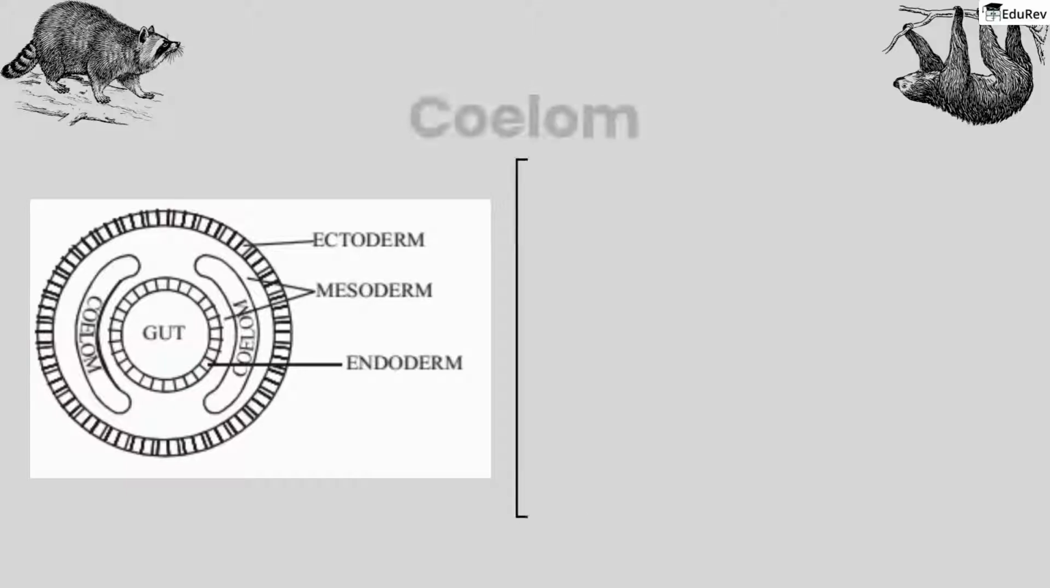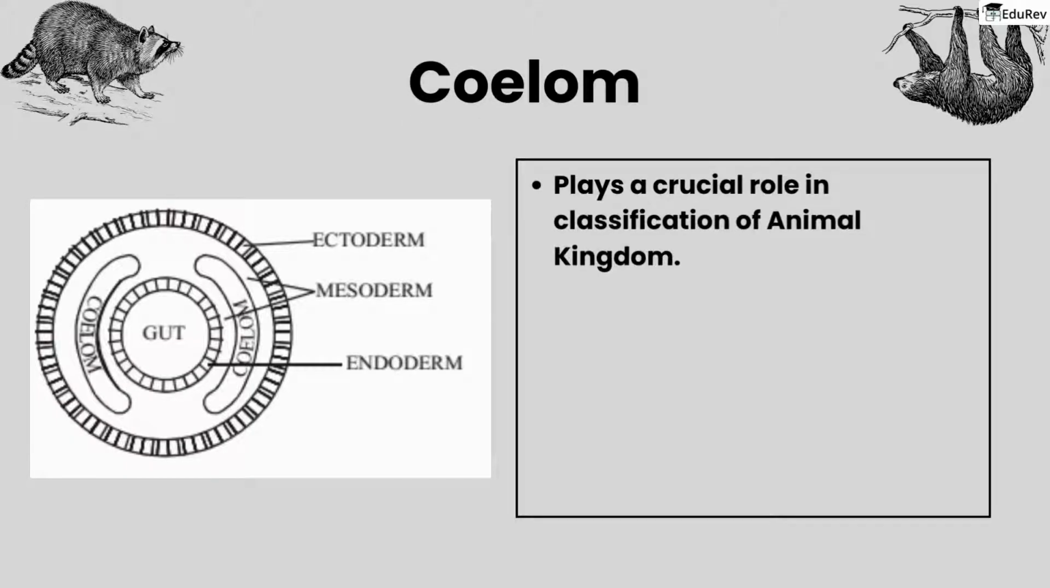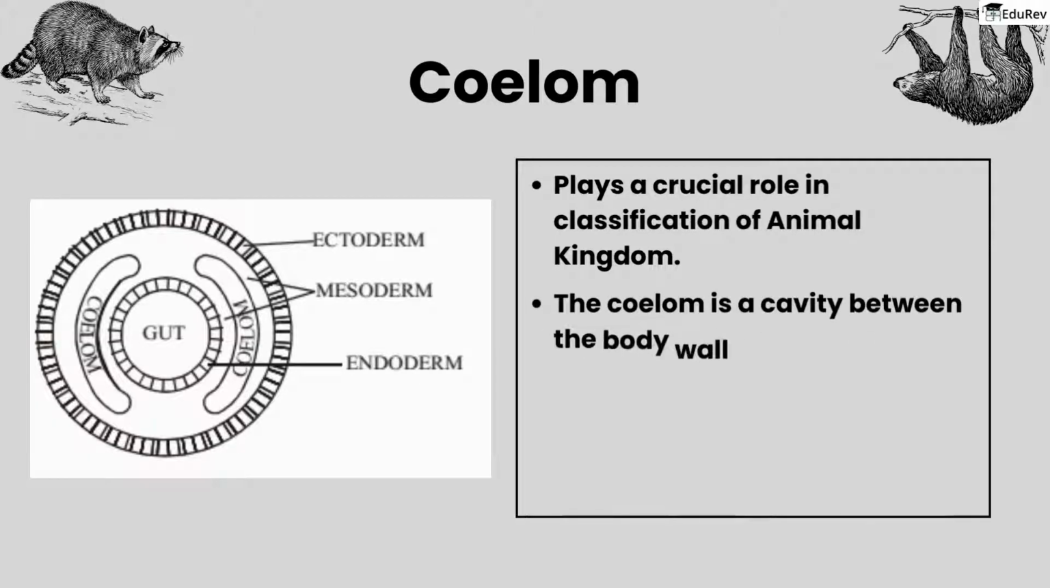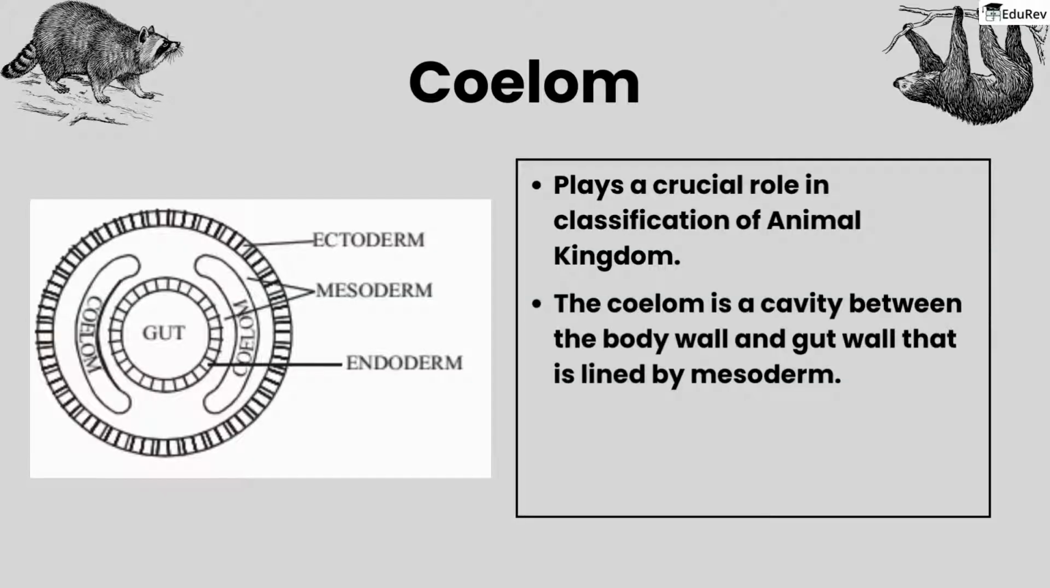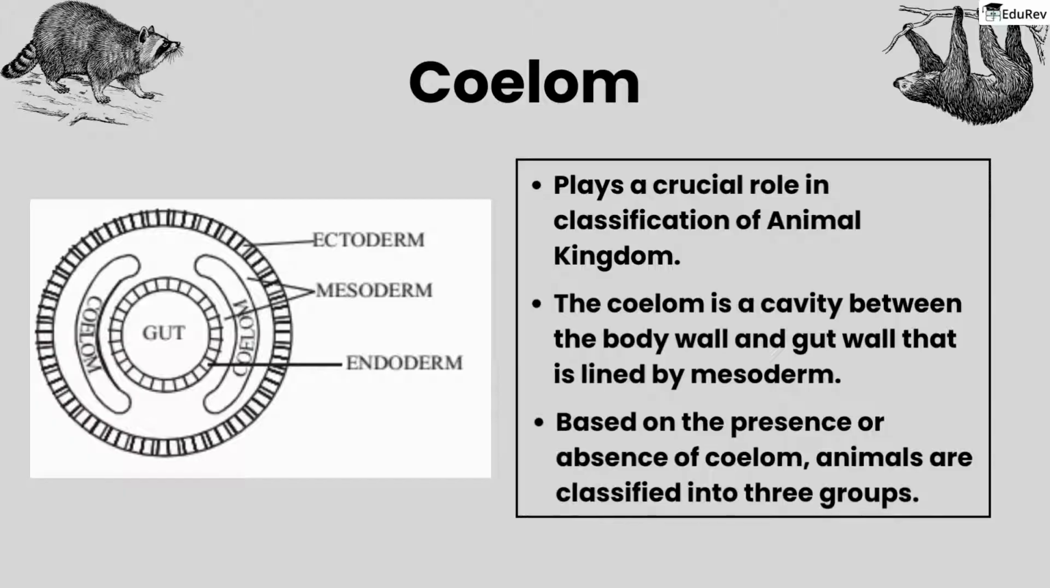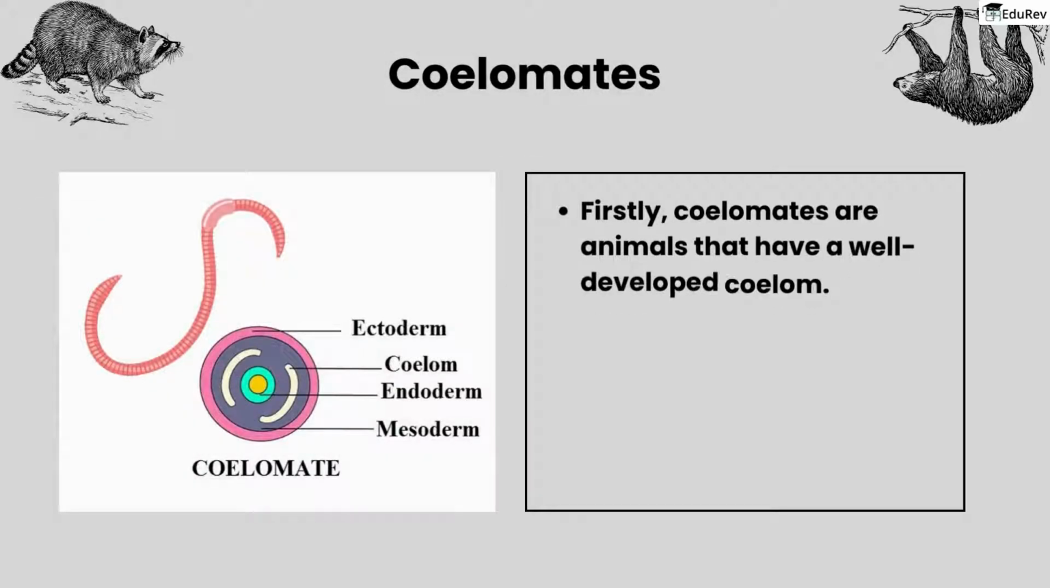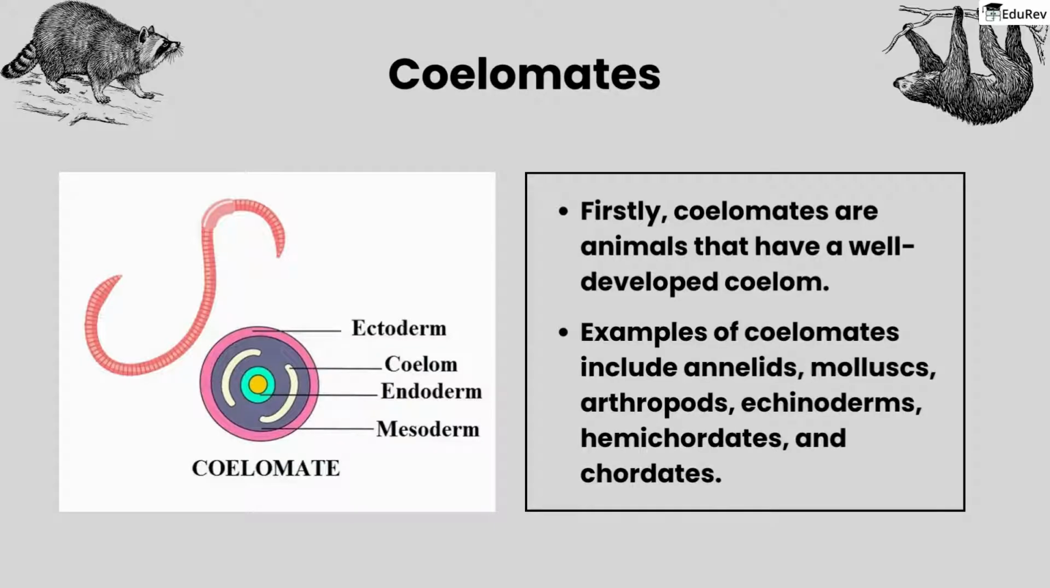Let's understand another feature, that is coelom, which plays a crucial role in classification of the animal kingdom. The coelom is a cavity between the body wall and gut wall that is lined by mesoderm. Based on the presence or absence of coelom, animals are classified into three groups. Firstly, coelomates are animals that have a well-developed coelom. Some examples of coelomates include annelids, mollusks, arthropods, echinoderms, hemichordates, and chordates.